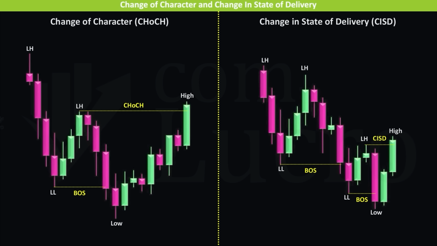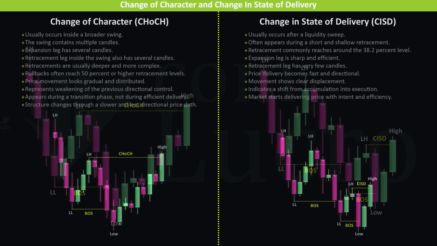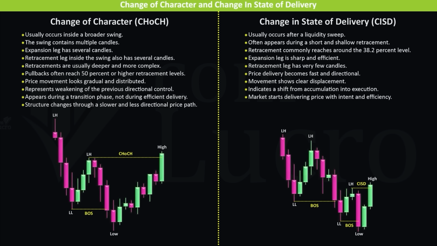That is where the difference between change of character and change in state of delivery becomes critical. These two concepts explain not just where price breaks, but how momentum and control actually change behind the scenes. A change of character occurs when price begins to lose its previous structural control inside a broader swing.